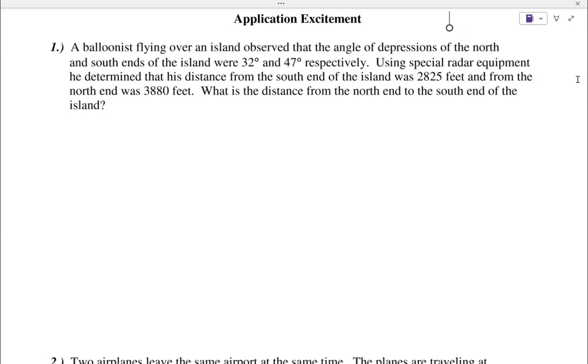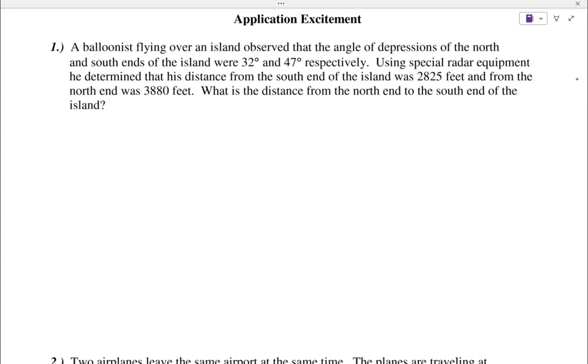So we've got a balloonist, because apparently when Dr. Stickles made these problems up way back, when she taught trig the last time, she was happy to use hot air balloons going over things. Got a balloonist going over an island. You're given the angles of depression. You know how far the balloon actually is to each end of the island, and it wants to know how wide the island is from north to south.